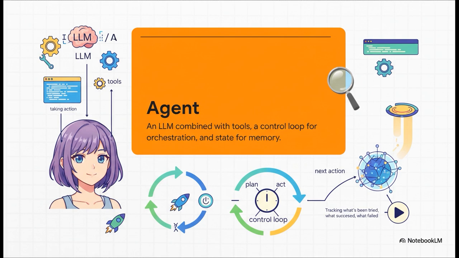Then there's the control loop, which is the conductor orchestrating that whole plan, act, observe cycle we just talked about. And finally, and this part is absolutely critical, you have state. State is the agent's memory. It's how it keeps track of what it's tried, what worked, what didn't, and what it needs to do next.